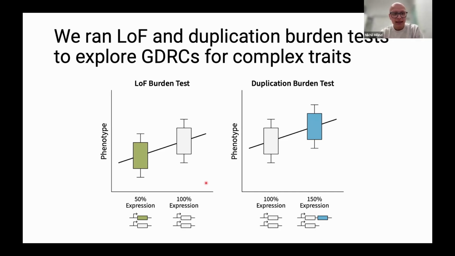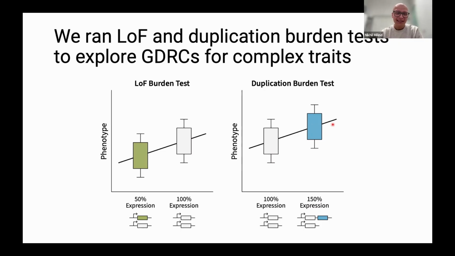So how do you perform a burden test? Basically, you separate individuals who have a loss of function in a gene versus those that don't. So for example, these are individuals that have one copy deleted versus not. And then I measure the average phenotype value in these two sets of individuals. And the regression line tells us what the effect is of deleting that gene. So similarly, we can do the same for duplications. I can separate individuals that have duplications in a gene versus those that don't. And then the effect estimate from regression tells me what is the effect of duplicating that gene on the trait.